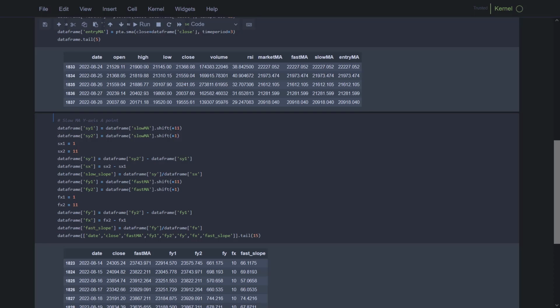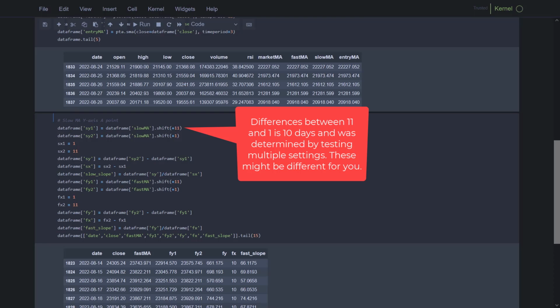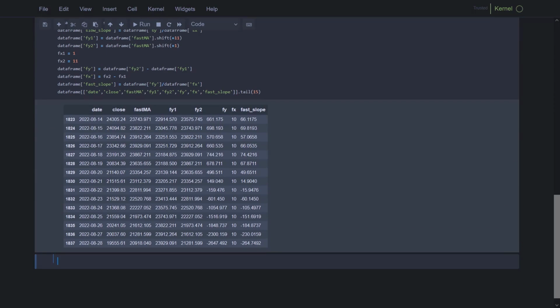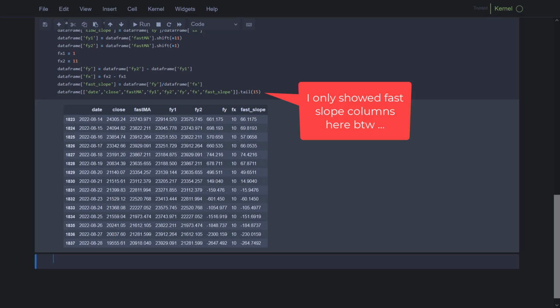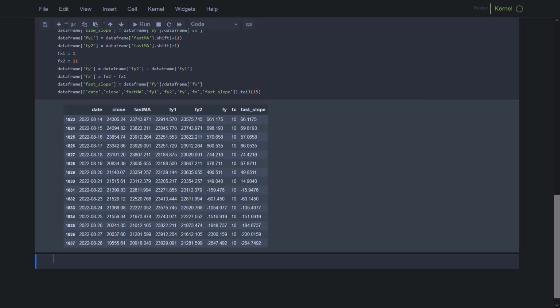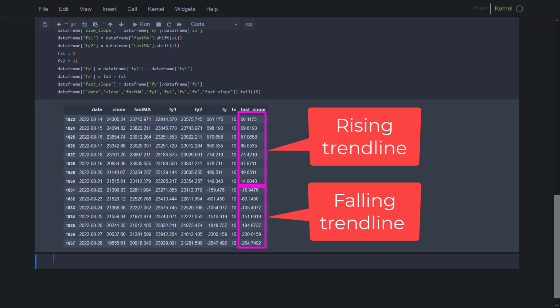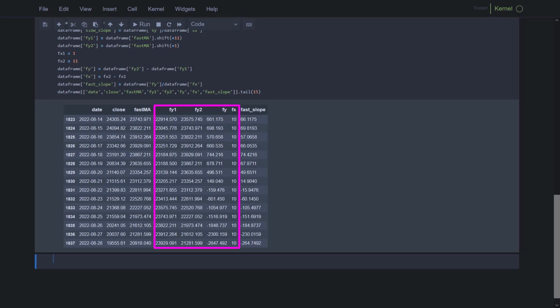By the way, these numbers are arbitrary and you can set these any way you like, but for me these proved to give the best results at that time. And as you can see on this data frame over here, I do nothing fancy. Just pay attention to the slow slope and fast slope columns. When they are positive, then the moving average is rising, and when the number is negative, it is falling. And these other slope related columns are here for references and checks.